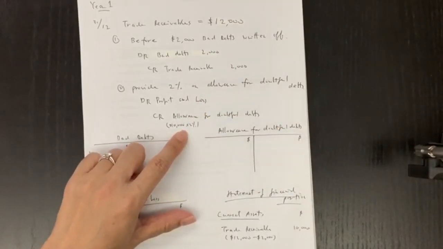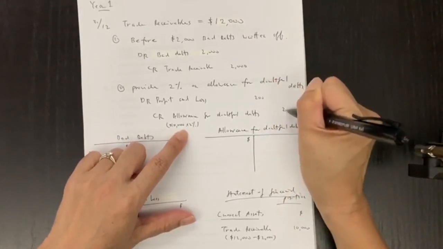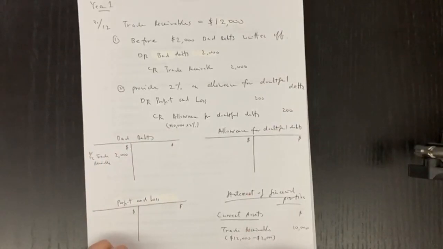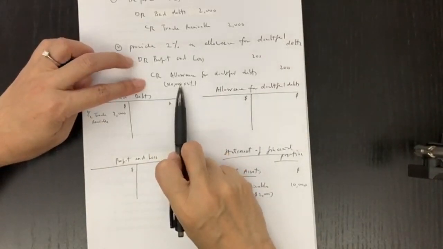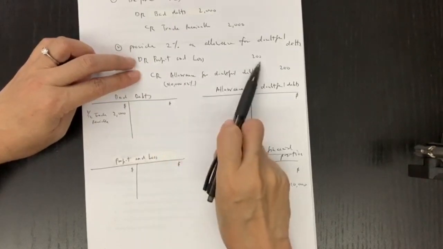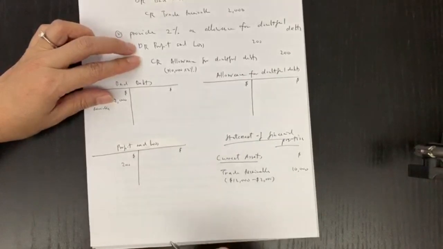Okay, so the estimation on allowance will be times 2, 0.2 will be 200 and 200, okay? So after this double entry, I do posting. So debit profit and loss. So this is 200. So I have my profit and loss 200, right?